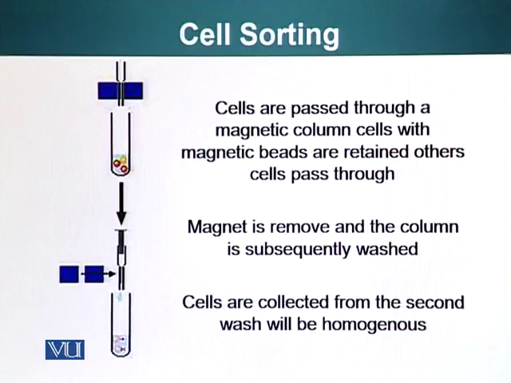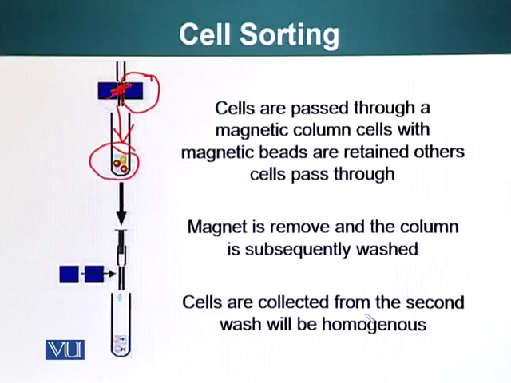So once that has happened, we pass our sample through a column and we place a magnet. So here's the column, and this blue object is a magnet. All cells which don't have that antibody attached to them will pass through, and the cells that have the magnetic antibody attached to them will stay stuck somewhere in this region, because they're attached to a magnetic bead, and these magnets will prevent those cells from going down into this tube.